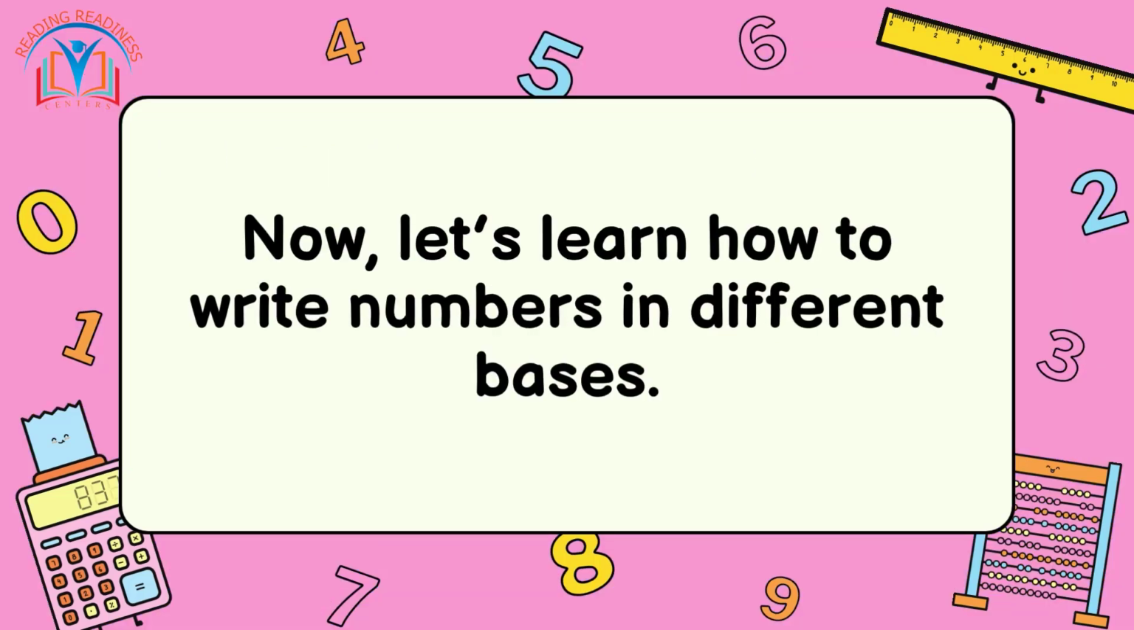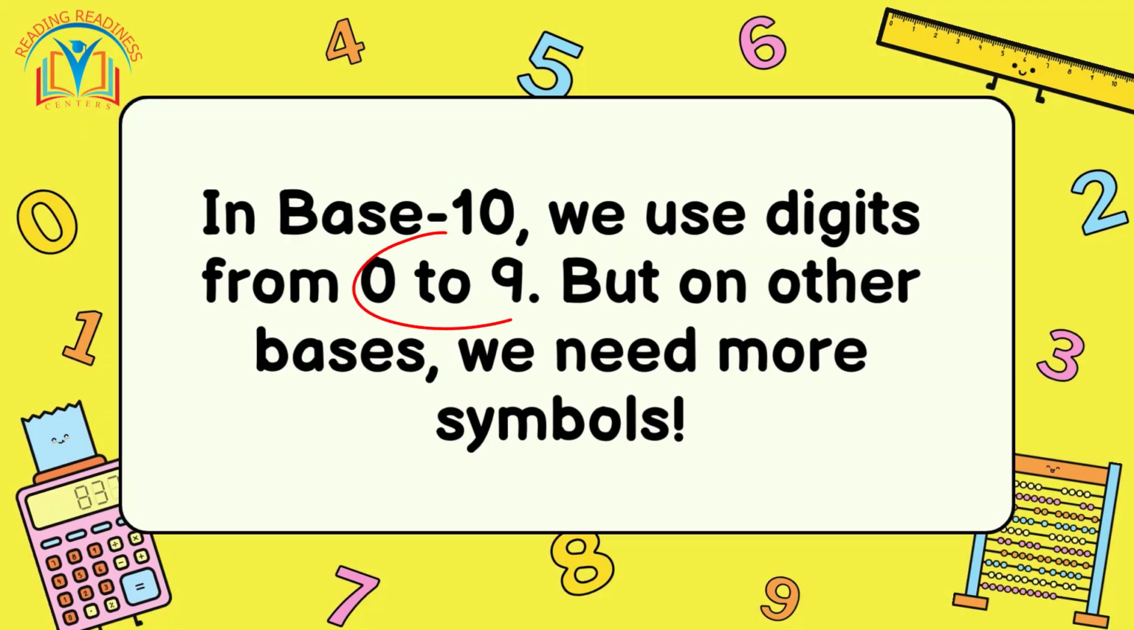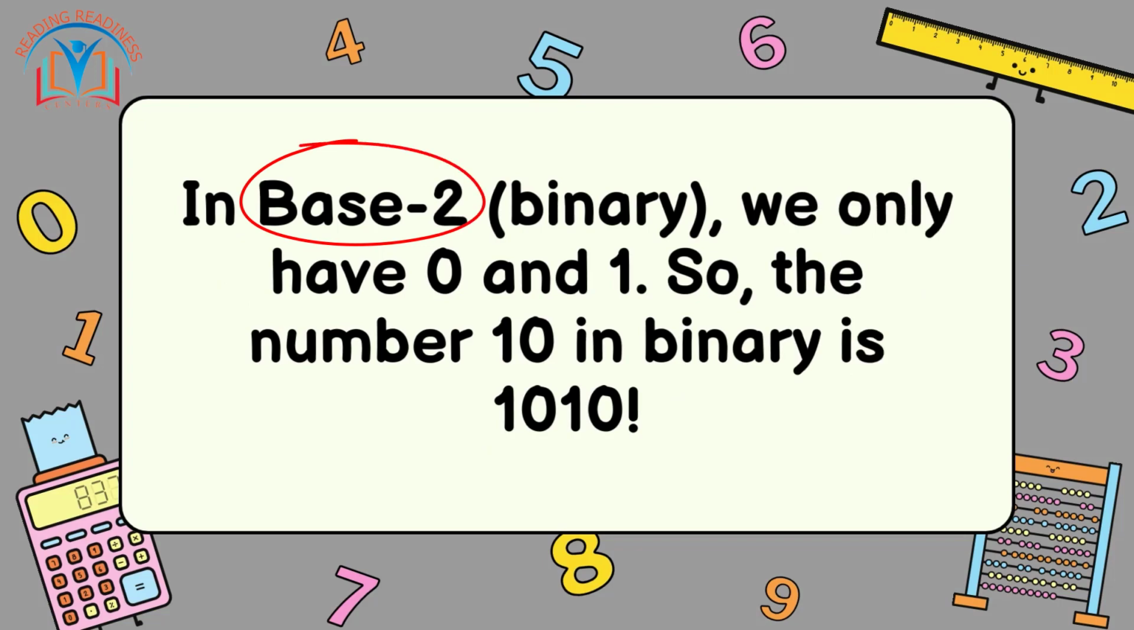Now, let's learn how to write numbers in different bases. In base 10, we use digits from 0 to 9. But on other bases, we need more symbols. For example, in base 2, binary, we only have 0 and 1. So, the number 10 in binary is 1010.